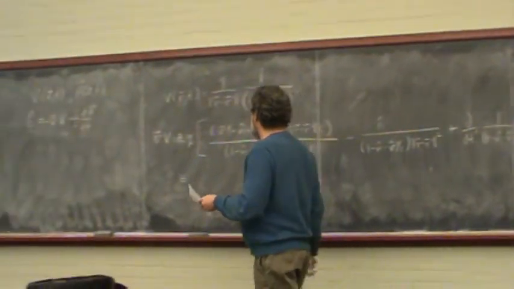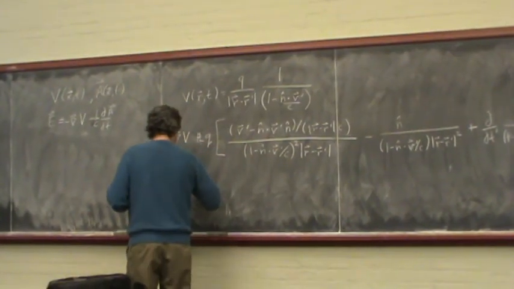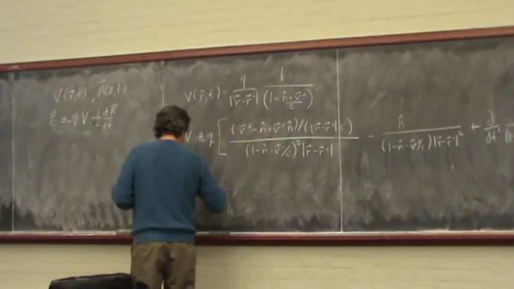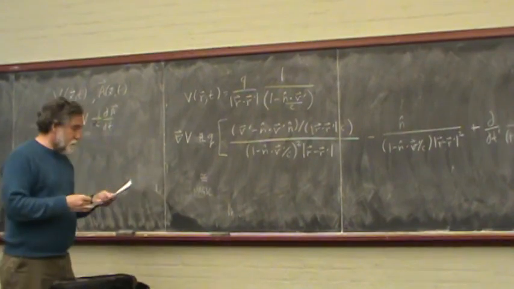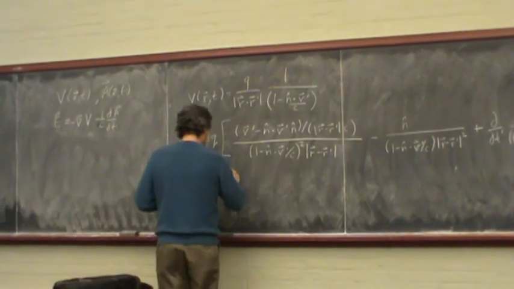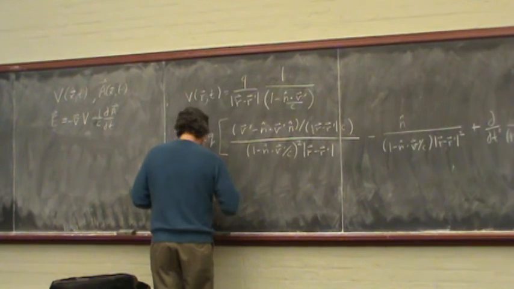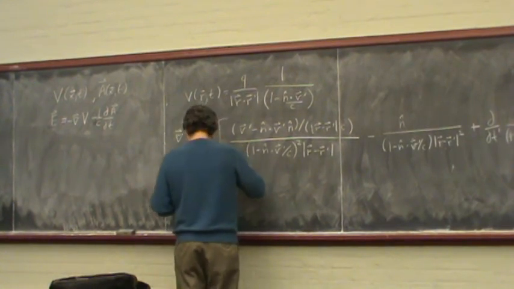So, magic occurs. And we end up with q over c squared times.